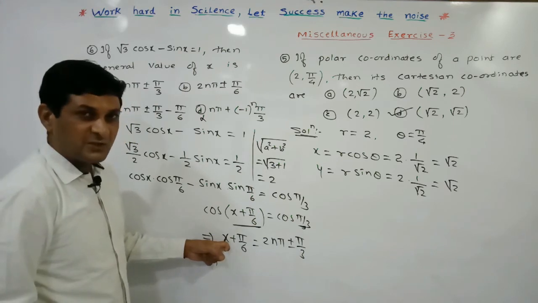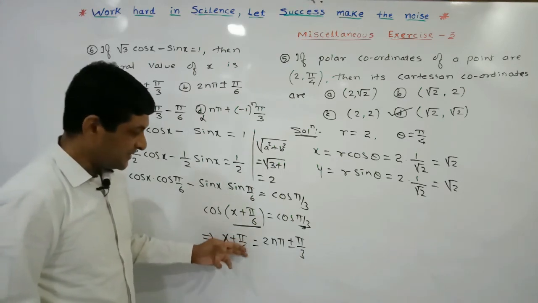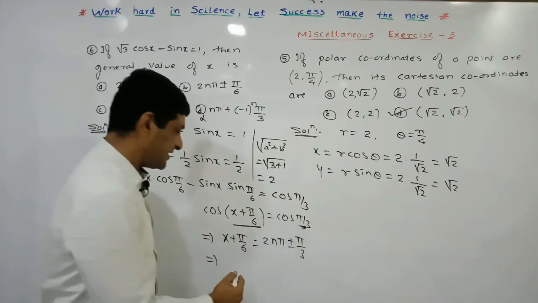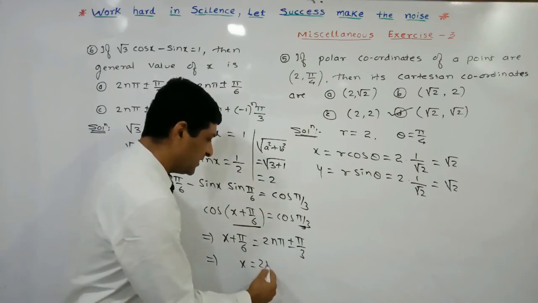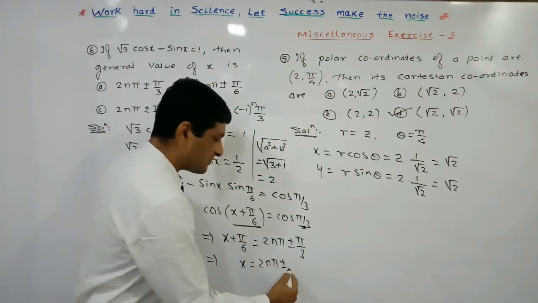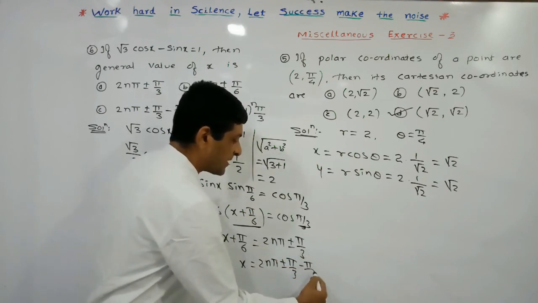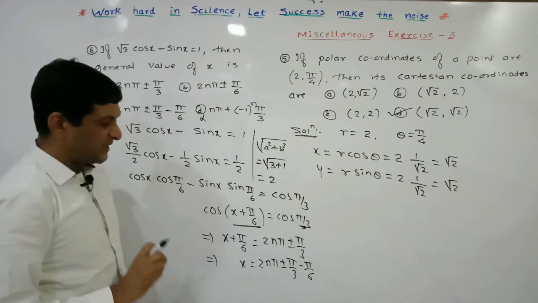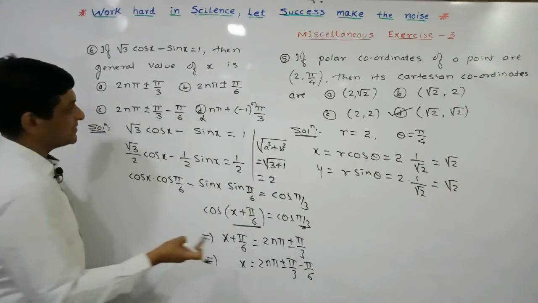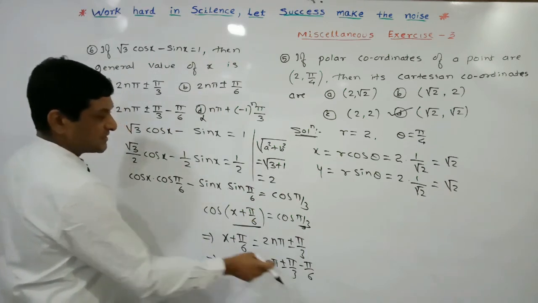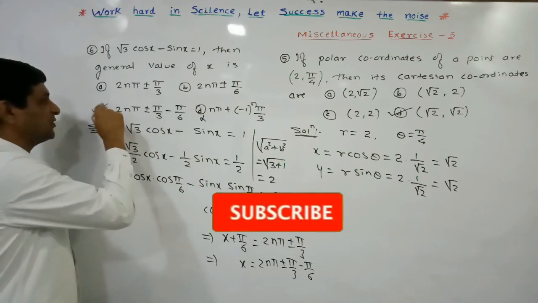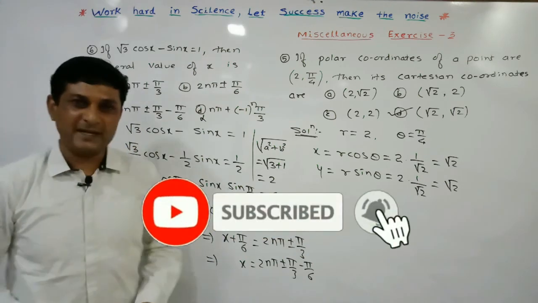Our variable is denoted here by x. So plus pi by 6 on this side will become minus pi by 6. So x will be equal to 2n pi plus or minus pi by 3, and then minus pi by 6. We are able to simplify it, but it is not necessary to simplify because the same result is given in option C. So here option C will be the correct answer.